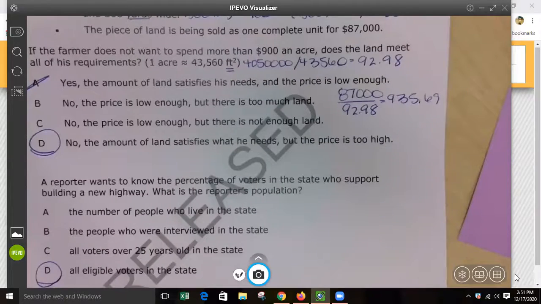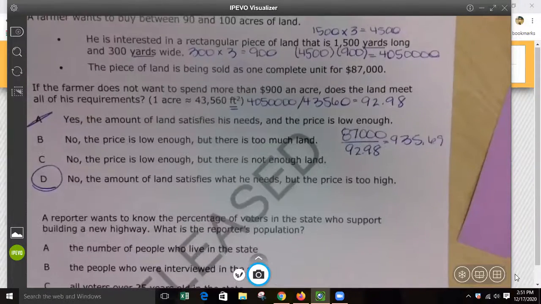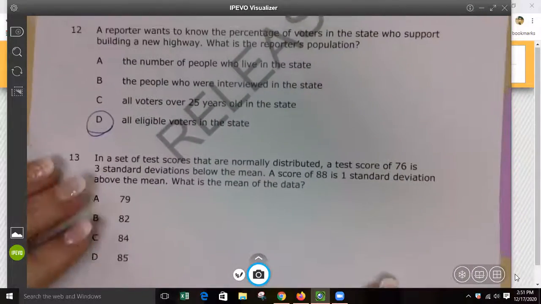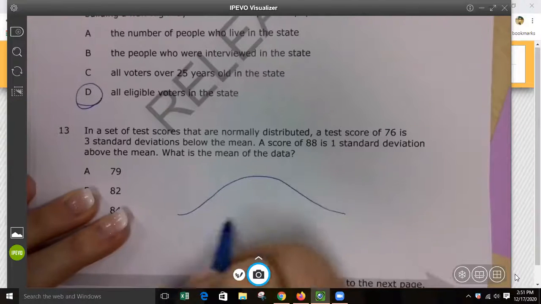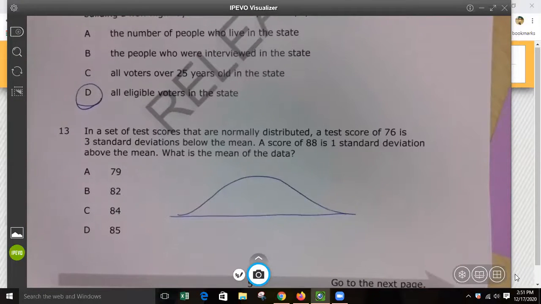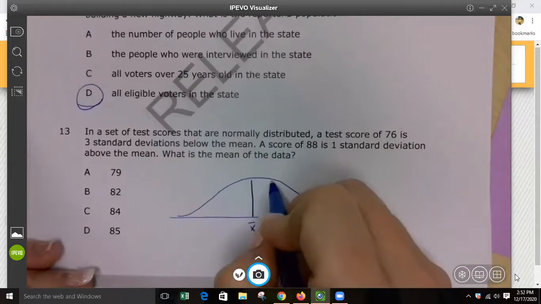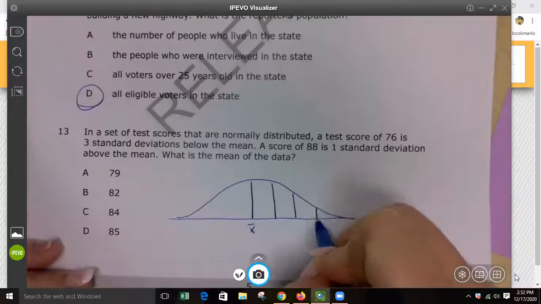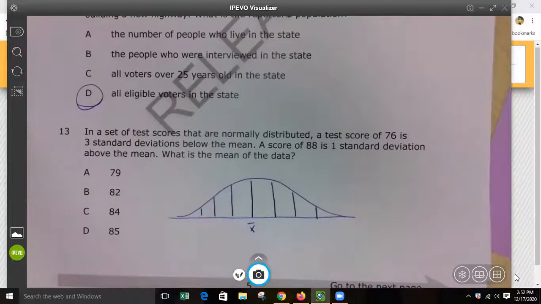All right, so let's look at these real fast. Number 13, we had a couple of these where you were talking about mean and standard deviation and stuff like that. So you learned this in Math 1. If you take AP Stats at some point, you'll learn it again. Not a big deal. So you have this normal curve, and in the middle of the normal curve is your mean. And then it's typically 3 standard deviations above. In AP Stats, we only go 3 standard deviations above or below.